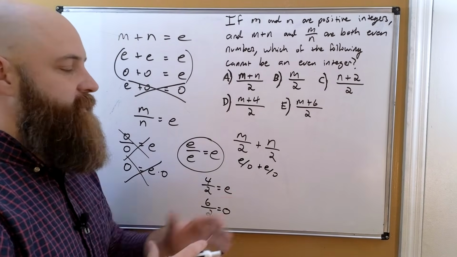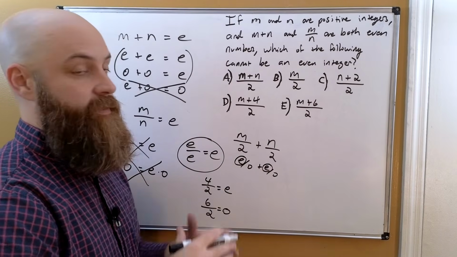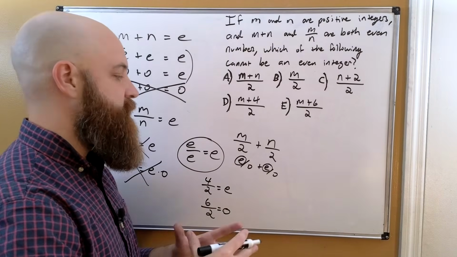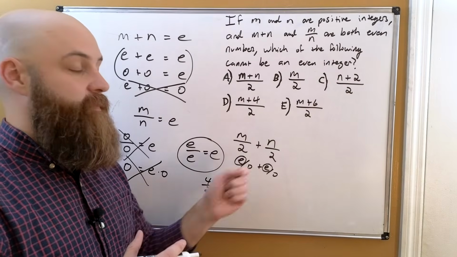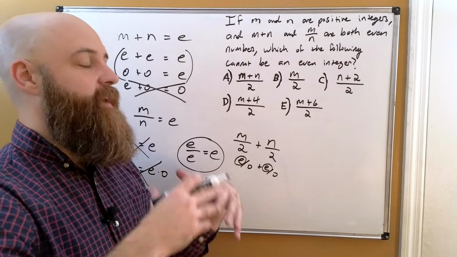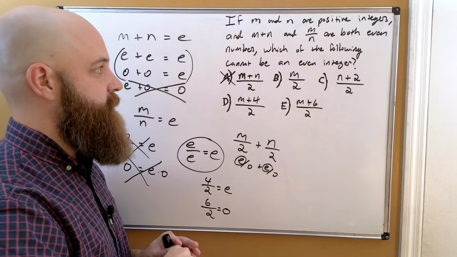So could this yield an even number? Well, sure, right? If they're both even, then I could get an even number. If m over 2 and n over 2 are both odd, odd plus odd is even. So, not every scenario is going to give an even number, but there are some scenarios where I get an even number here, and I'm looking for which of them cannot under any circumstances be even. So A doesn't fit the bill because it could be even.